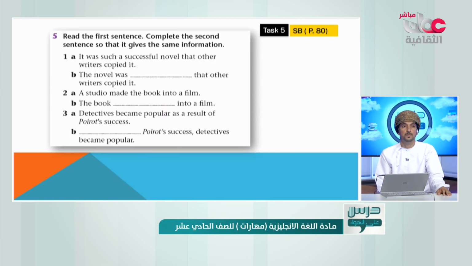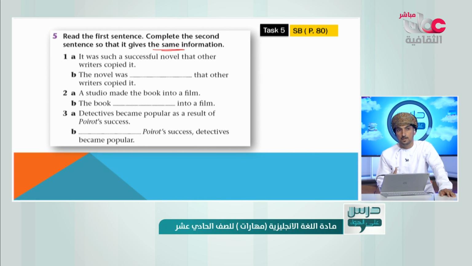Now let us move to task number 5. Dear students, open your student's book, page number 80. Task number 5. Read the first sentence, complete the second sentence with so that it gives the same information. Number 1. It was such a successful novel that other writers copied it.